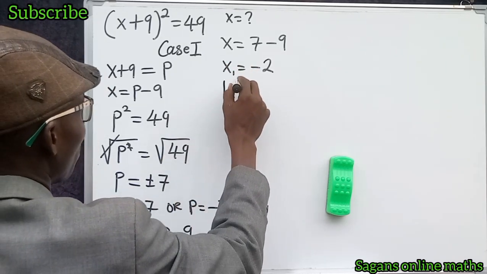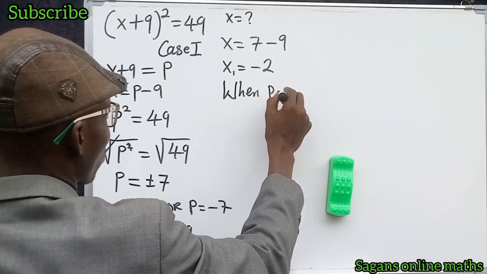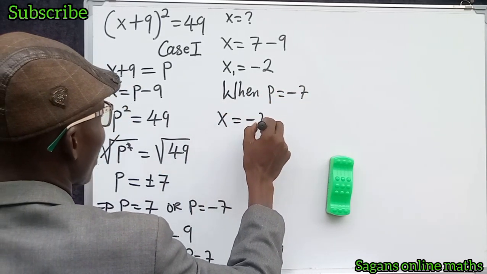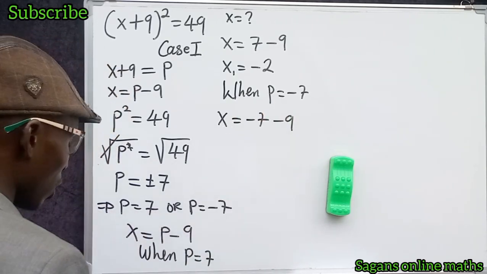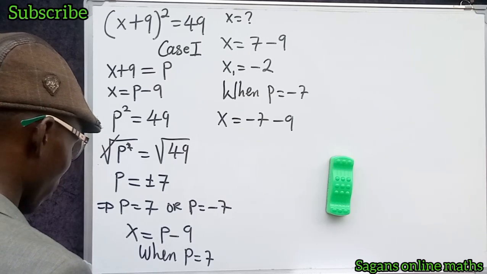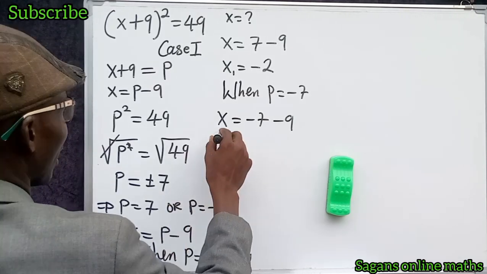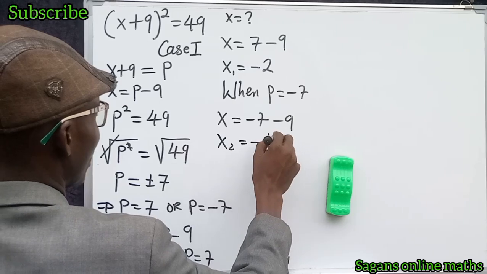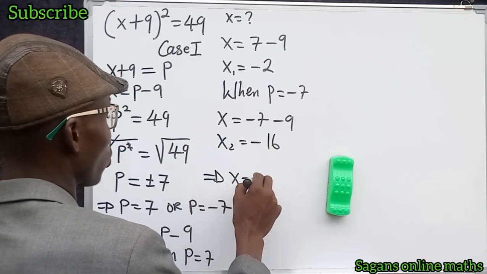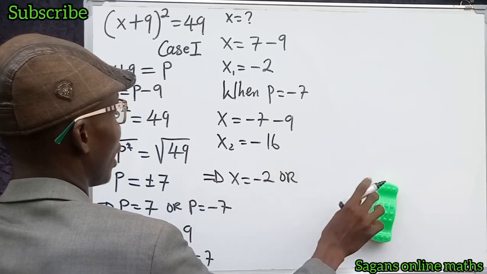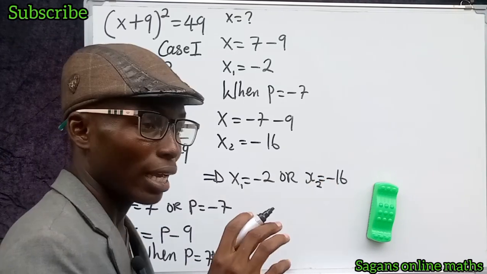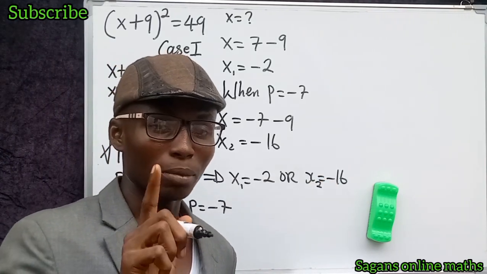And when p is equal to minus 7, let's find our x. It means that x is equal to minus 7 minus 9. Minus 7 minus 9 will give us minus 16. So it means that our x is equal to minus 16. These are the values of x. This implies that x is equal to minus 2, or x is equal to minus 16. These are the values of x. Very interesting.